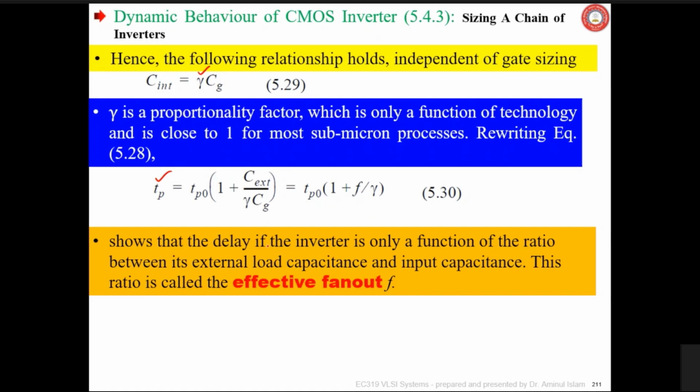This shows that the delay of the inverter is only a function of the ratio between its external load capacitance and input capacitance. This ratio is called the effective fanout F. So these definitions will be used in future also. Try to take this snapshot and understand what we are discussing.